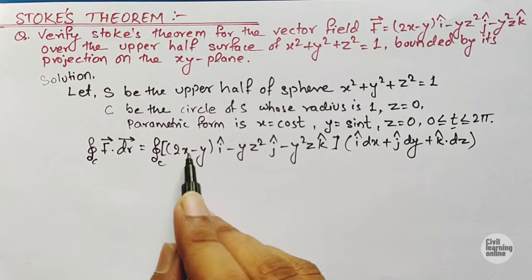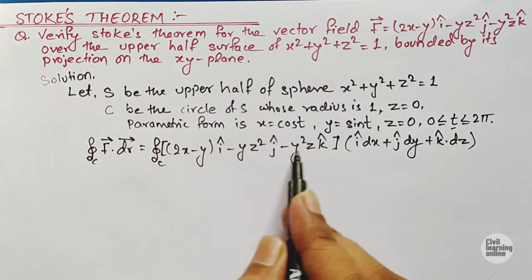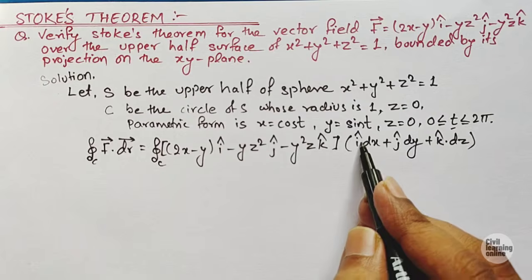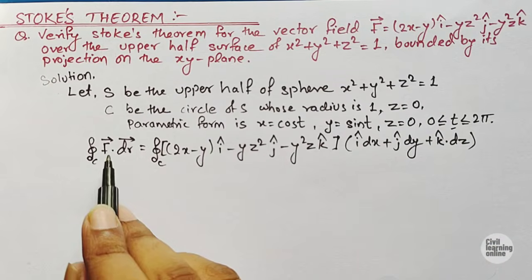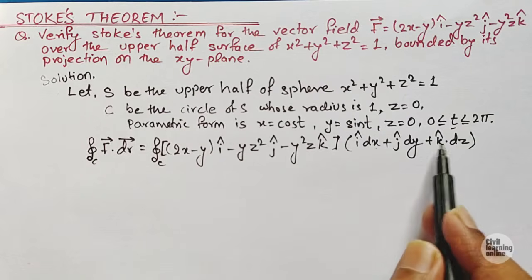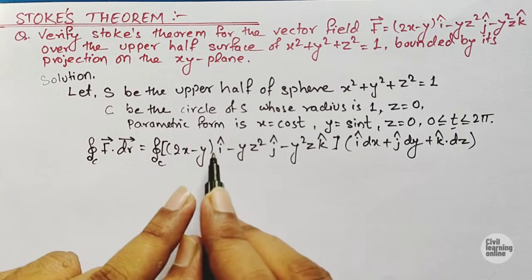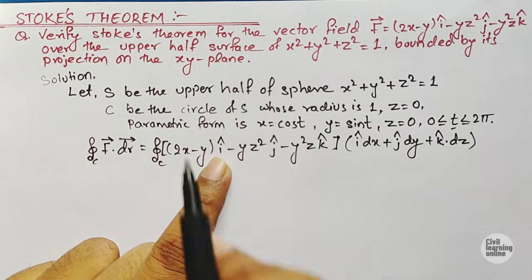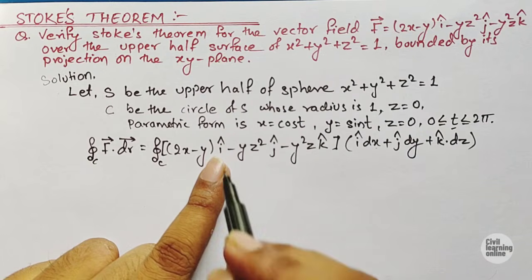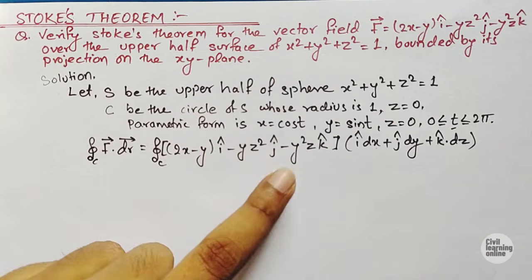Similarly, I have put the values here. We have F vector equals to this much, and dr vector equals to i cap. This is valid for each and every numerical: whenever you are multiplying any vector with dr vector, it will be the same. Now, i, j, k cap represent the unit vectors along the x-axis, y-axis, z-axis respectively.